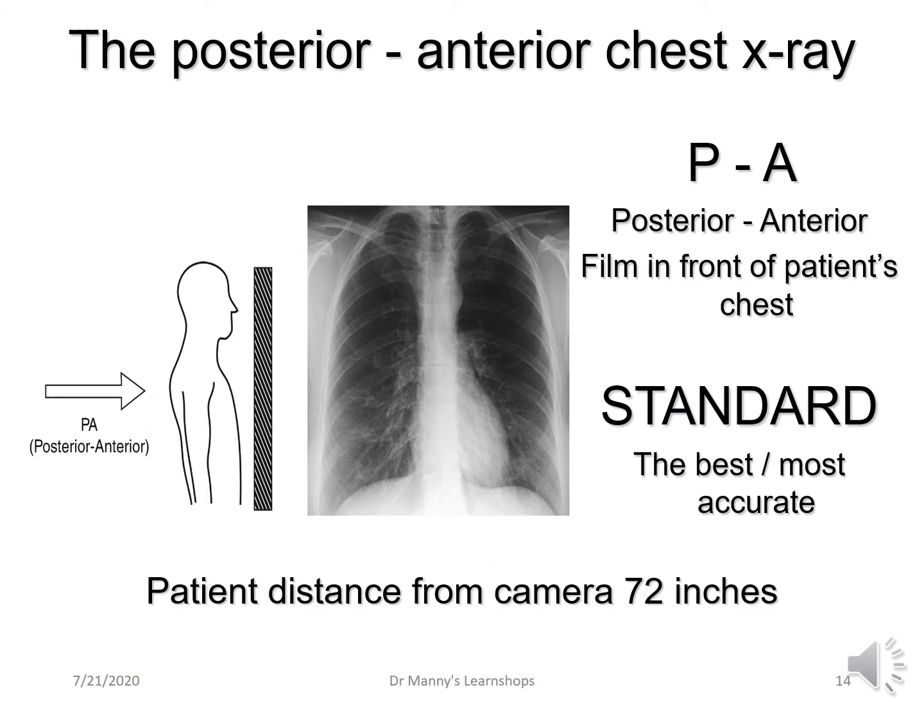The posterior-anterior chest X-ray is probably the best. It's standard, and it will give the most accurate information. And typically a PA film is where the film cassette is placed in front of the patient's chest and the beam is directed towards the film through the patient's back. The patient distance is important as well, otherwise this can alter the image. And the patient distance from the camera projecting the beam is approximately 72 inches.